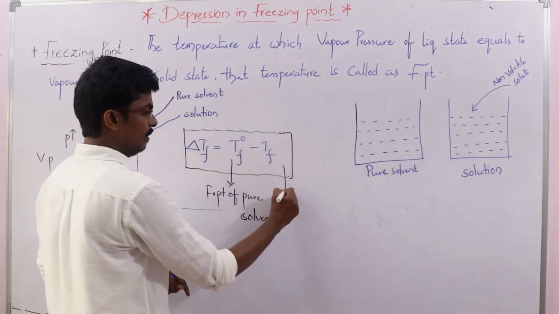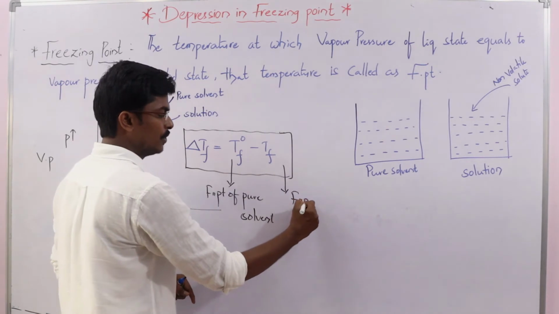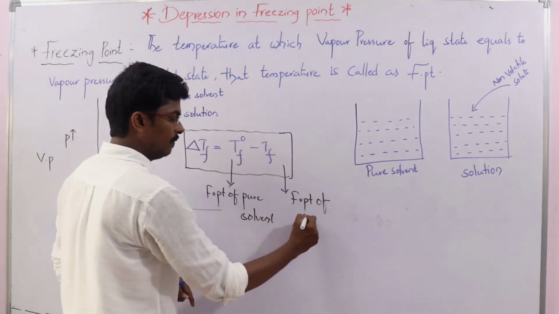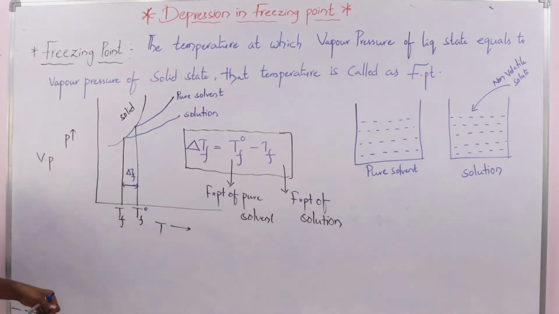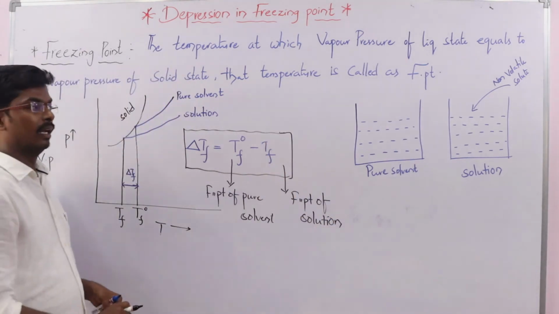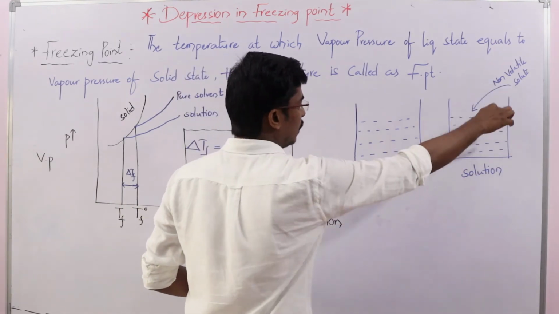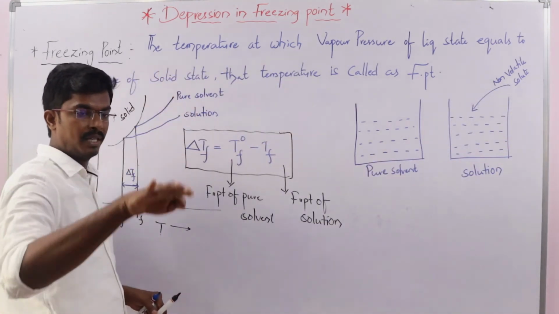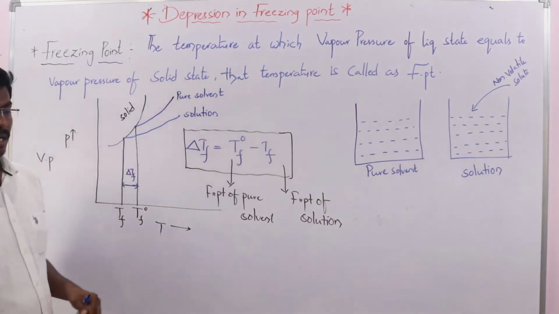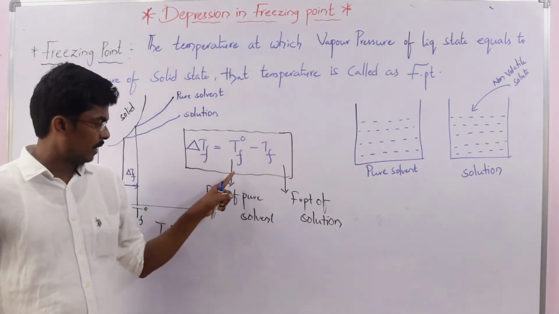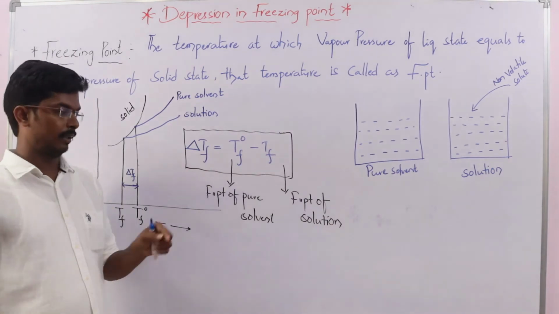What is Tf? The freezing point of the solution. So this is the depression in freezing point. When we add a non-volatile solute to a volatile solvent, the freezing point of the solution decreases. So the freezing point of the solvent is usually greater.